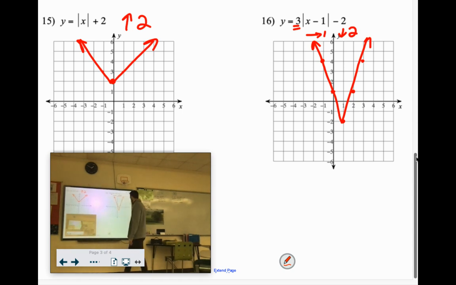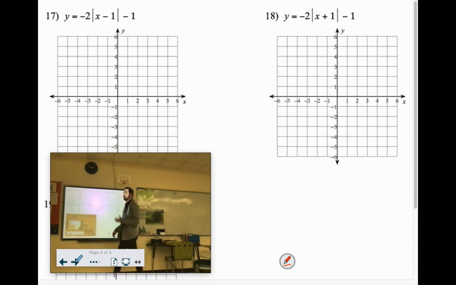Do we have more on this page? Nope. 3 more. 17. Ooh. The minus 1 was shifted right 1. This minus 1 was shifted down 1. And then now our slope-ish thing is negative 2. So we're going to go down 2 over 1 in both directions. We kept that going.